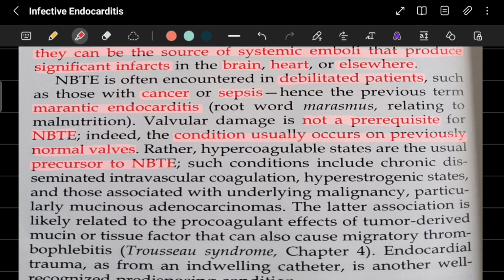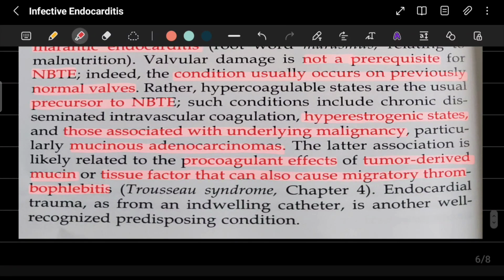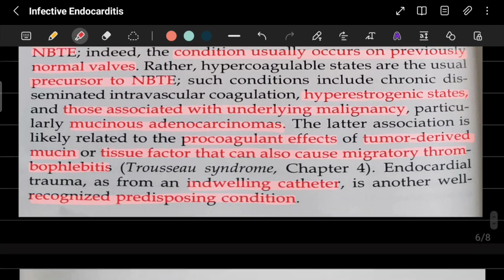Such conditions include chronic disseminated intravascular coagulation, hyperestrogenic states, and those associated with an underlying malignancy, particularly mucinous adenocarcinomas. The latter association is likely related to the procoagulant effects of tumor-derived mucin or tissue factor that also cause migratory thrombophlebitis, which is basically Trousseau's syndrome. Endocardial trauma, as from an indwelling catheter, is another well-recognized predisposing condition.